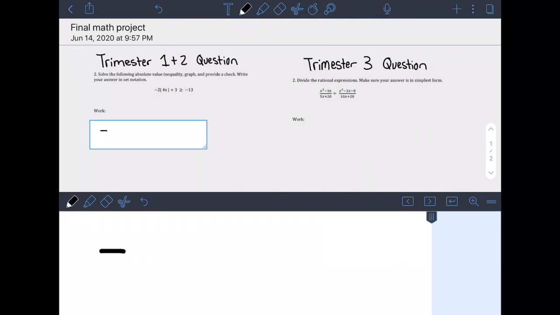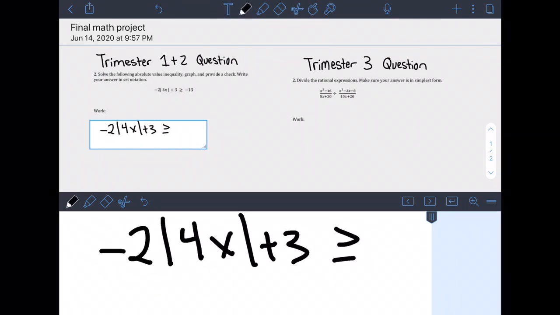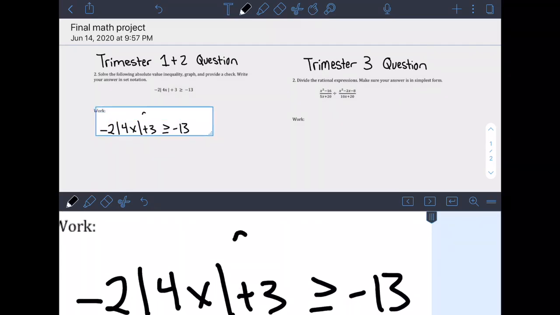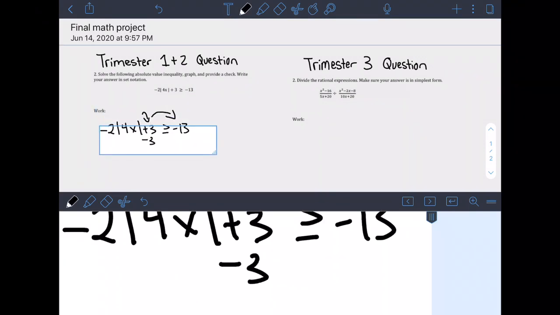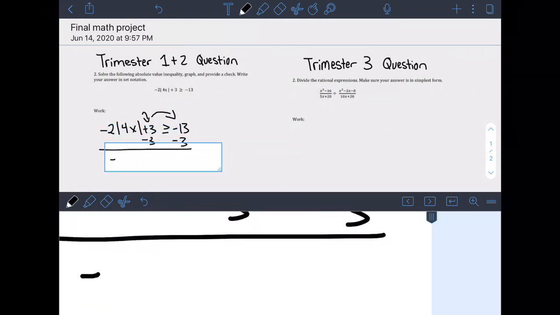Okay, so the first thing I'm going to do is just rewrite the equation: -2 parentheses 4x plus 3 is greater than or equal to -13. Okay, so the next thing I have to do is get rid of the positive 3. So what I'm going to do is subtract 3 from both sides of the equation, and I'm going to get -2 parentheses 4x is greater than or equal to -16.